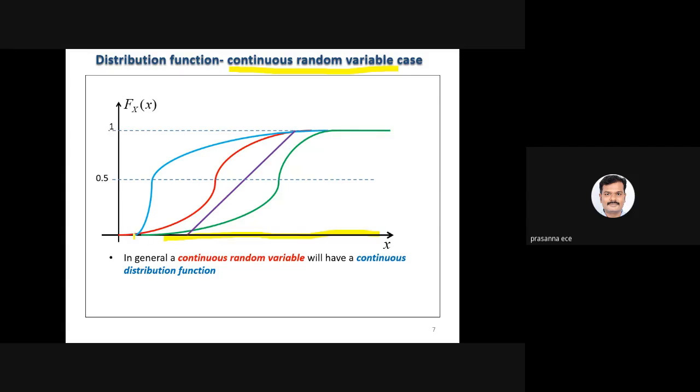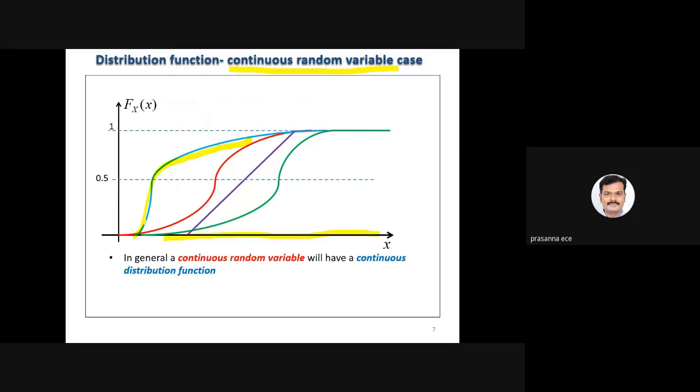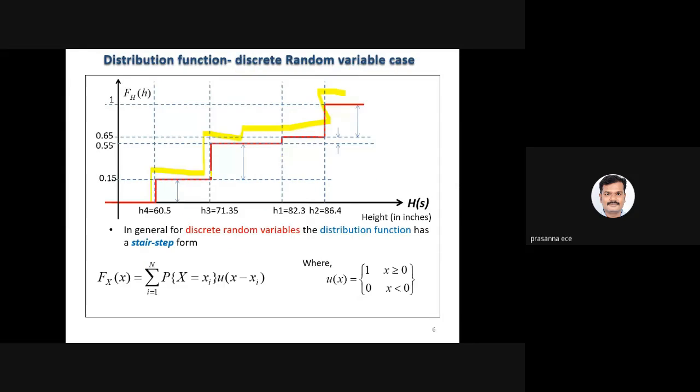Here the functions are continuous functions, so there are no staircases. In the previous slide, we had all staircases: one step here, another step here, another small step here, and another step here. But in this case, all are smooth functions, so there is no discontinuity. The other name for staircases is discontinuity.